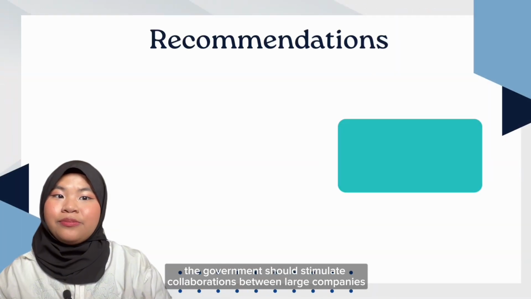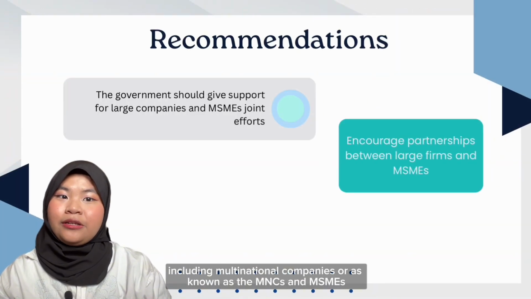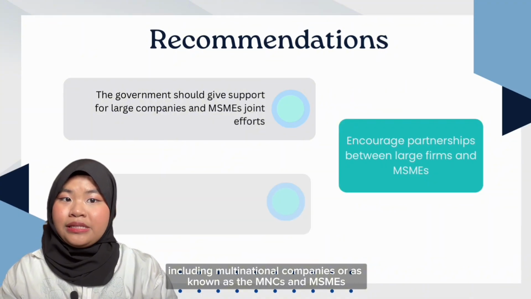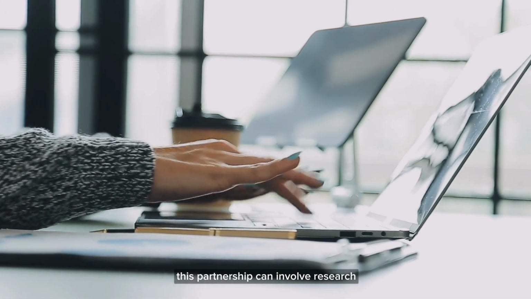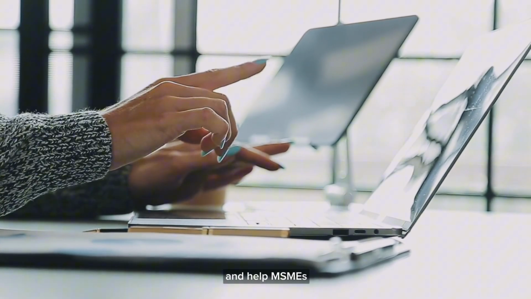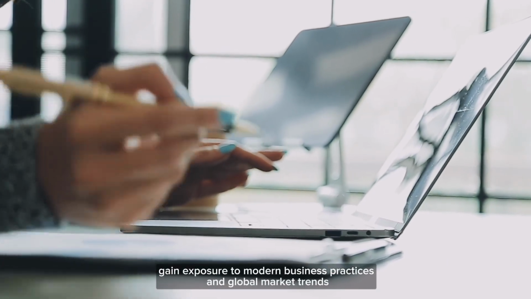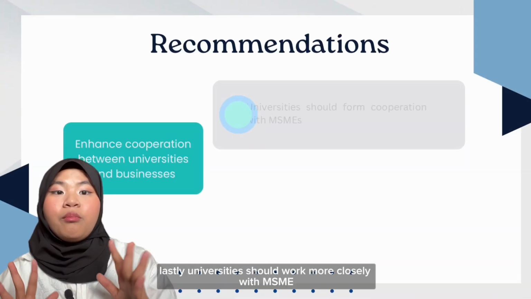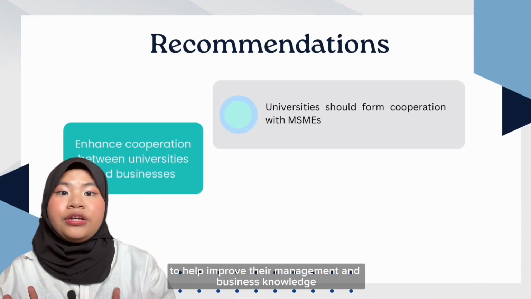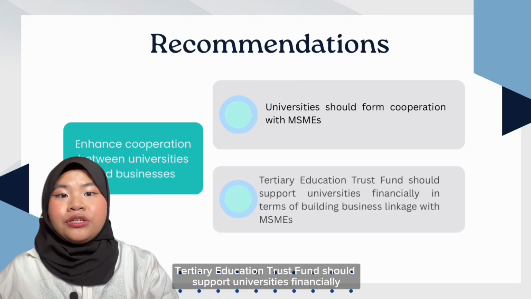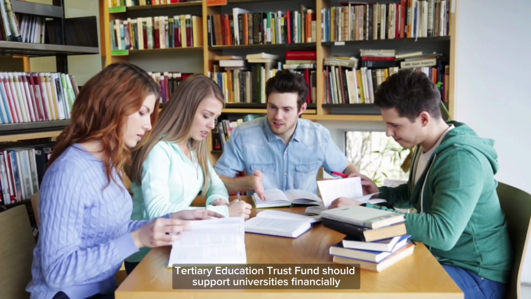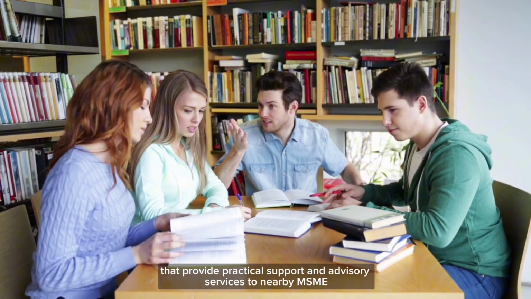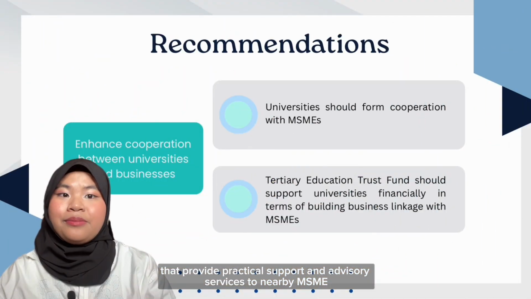Secondly, the government should stimulate collaborations between large companies, including multinational companies, also known as MNCs, and MSMEs. This partnership can involve research, development, and resource sharing, and help MSMEs gain exposure to modern business practices and global market trends. Lastly, universities should work more closely with MSMEs to help improve their management and business knowledge. The Tertiary Education Trust Fund should support universities financially so they can set up industry partnership units that provide practical support and advisory services to nearby MSMEs.